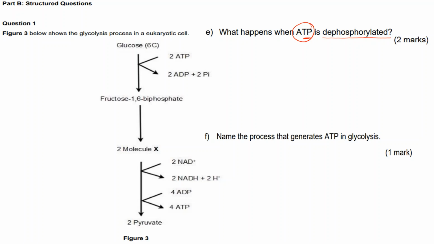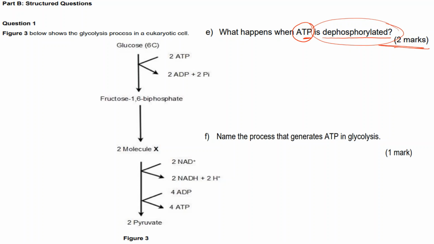The third phosphate is removed through the process of hydrolysis, and the process that involves the removal of a phosphate group releases energy. The process is an exergonic reaction, and then it produces ADP molecule. So that is what happens during dephosphorylation.